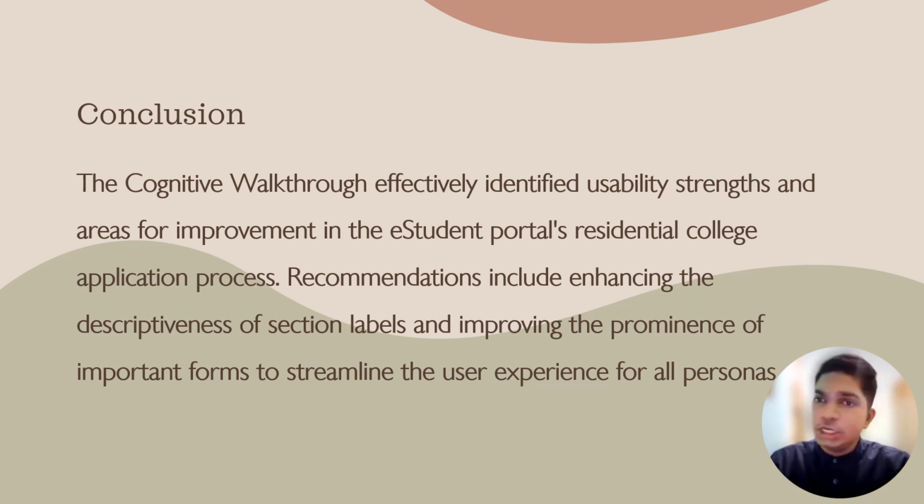However, issues such as the vague labeling of the application section and the need for unnecessary scrolling to locate important forms indicate areas where user experience can be significantly improved. By addressing these issues, specifically by making section labels more descriptive and positioning the residential application form more prominently, we can create a more seamless and efficient application process. This will help the users much better and also save their time as well.